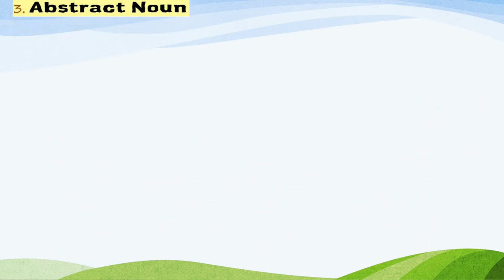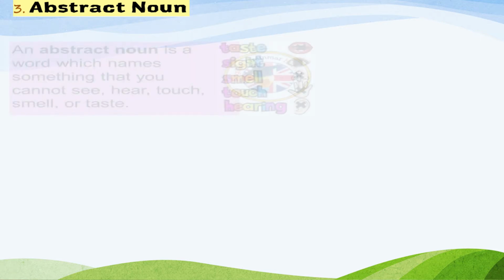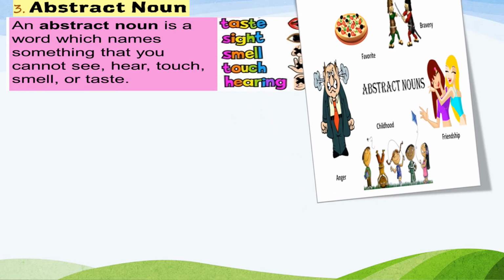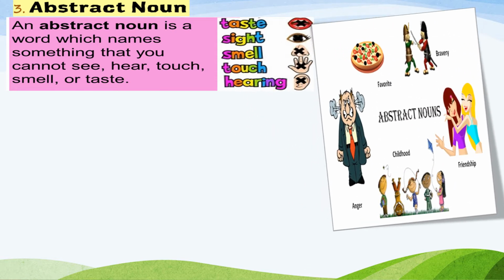Number 3. Abstract noun. Abstract noun is a word or a noun which means something that you cannot see, hear, touch, smell, or taste. So you cannot perceive or recognize it with your five senses. For example, anger is an abstract noun. Childhood, friendship, bravery, favorite, freedom, beauty. So all these are abstract nouns.